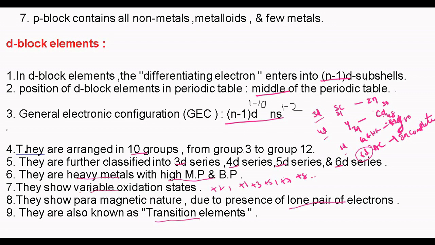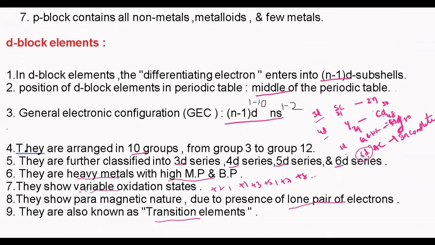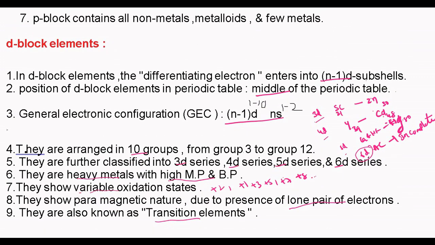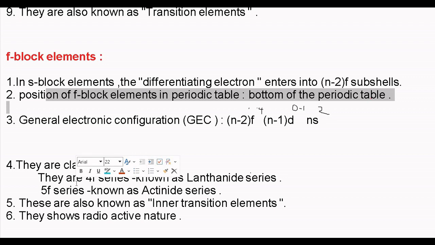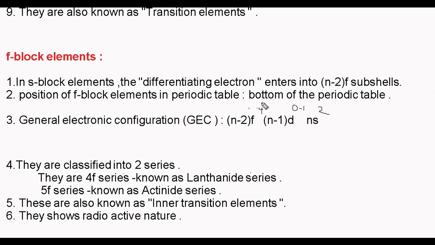The next and last one is the f block elements. In f block elements, the differentiating electron enters the (n-2)f subshell. The position of the f block elements in the periodic table is the bottom of the periodic table. Where do f block elements locate? Bottom of the periodic table. The general electron configuration for f block elements is (n-2)f 1 to 14, (n-1)d 0 to 1, ns2.